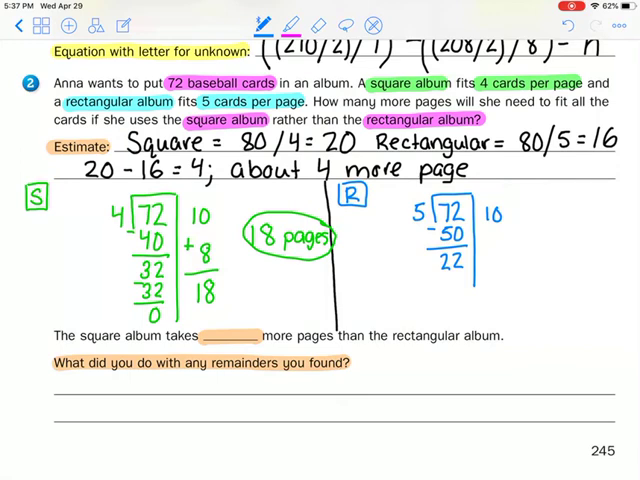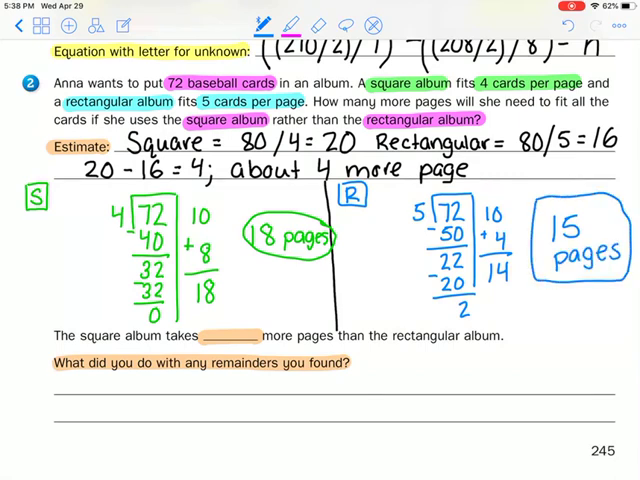It's not a multiple of 5. So I can get close. I know that 5 times 4 is 20. So 22 minus 20 is 2. So technically Anna needs 14 full pages with 2 left over. But when you have a photo album, you can't have 2 cards just not in the album. You need a whole extra page, even if it's not filled. So she needs 15 pages for all of her cards.